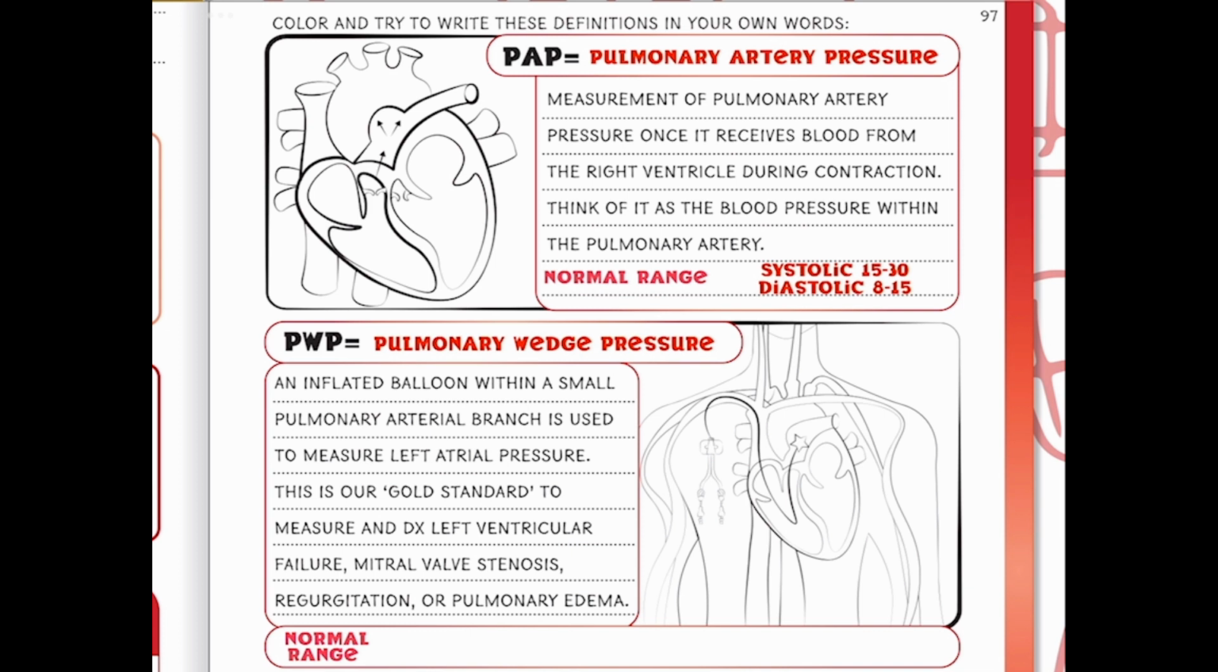So this is when we inflate that balloon within the small pulmonary arterial branch, and it's used to measure the left atrial pressure. This is going to be the gold standard to measure and diagnose left ventricular failure. This also can help us with mitral valve stenosis, any regurgitation, or pulmonary edema present. And we like to see a range of this between 4 and 12. If we see a wedge pressure greater than 20, then we do consider this acute pulmonary edema.